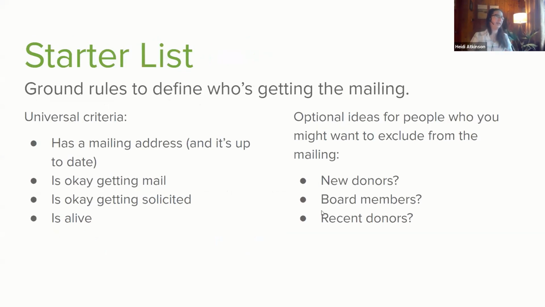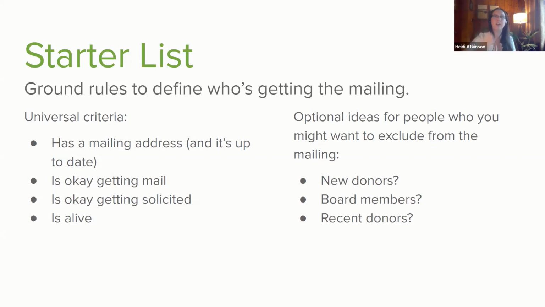So like I kind of mentioned in my plan, there's always this starter list. What are the overall criteria for who's going to get this mailing? And if you're doing an email appeal, exact same kind of logic here, just ignore all the stuff about addresses. But this is where you're saying some people just aren't supposed to get my mailing. I want to send this to people who have a mailing address, of course, or an email if you're doing an email appeal. People who've said it's okay to get mail from me, or okay to get email if you're doing an email appeal. People who are still okay getting solicited, people who are alive. Some really basic universal criteria that I think will probably apply to all of you. So that's what I'm going to be covering in the demo database.